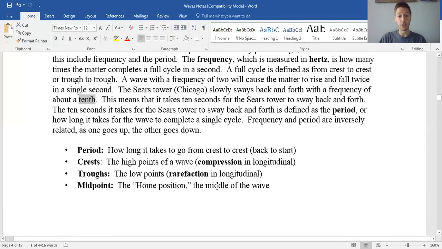So all the words you mentioned so far, with a couple new ones here. Period, how long it takes to go from crest to crest. How long does it take to go through one cycle? Crest, that's the high point. For a longitudinal wave, that would be like the areas of compression where it's pushed together. Troughs, or low points. For a longitudinal wave, that's like the rarefaction, where we have low pressure.